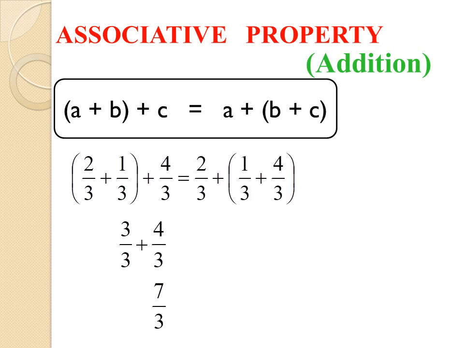Now I have grouped the second and the third number together, leaving the first number. What would be the answer now? 2 by 3 plus 5 by 3. When you add these two numbers, what would be your net result? 7 by 3. We see that we have same answer on both left hand side as well as the right hand side. This shows that associative property is true for addition.